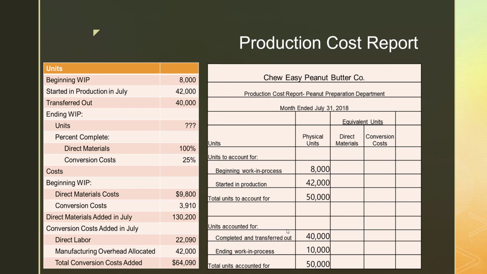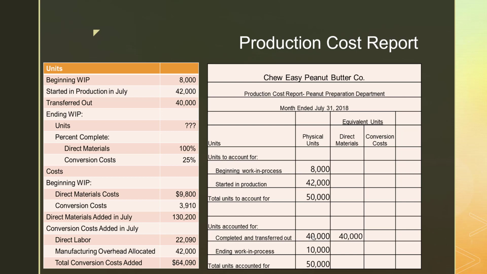So let's start with direct materials. We completed and transferred out 40,000 cases worth of peanuts during the period. Of those 40,000 cases worth of peanuts which were transferred out of production, how many of them were complete for all the direct material costs, the peanuts, salt, etc., that we put in the peanut preparation department? And the answer to that is 40,000.